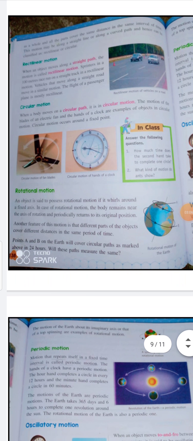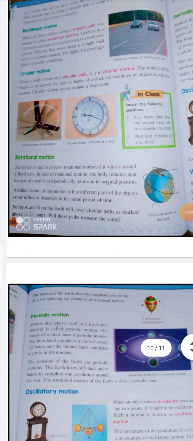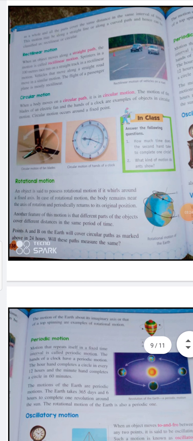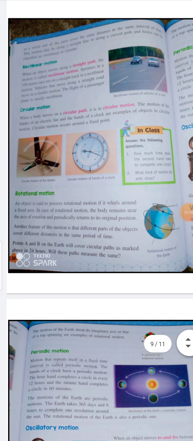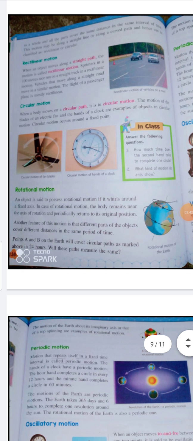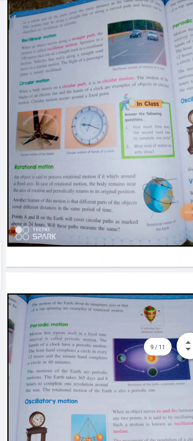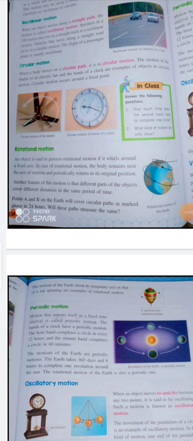Again we come to rotational motion. Rotational motion means movement in a circular path around its own fixed axis. It is said to be in rotational motion. For example, blades of a moving fan, windmills. Other examples: a spinning top, a revolving chair, the hands of a clock. These are examples of rotational motion.